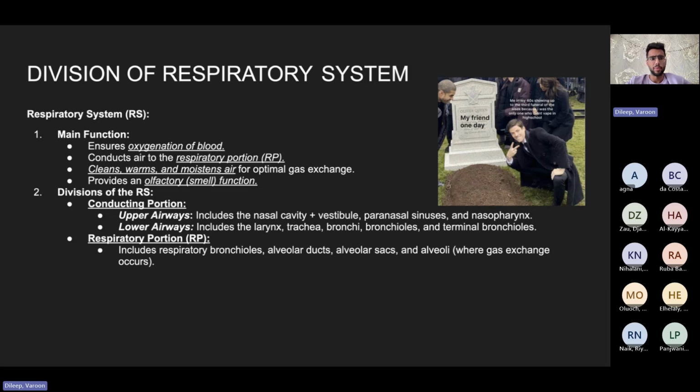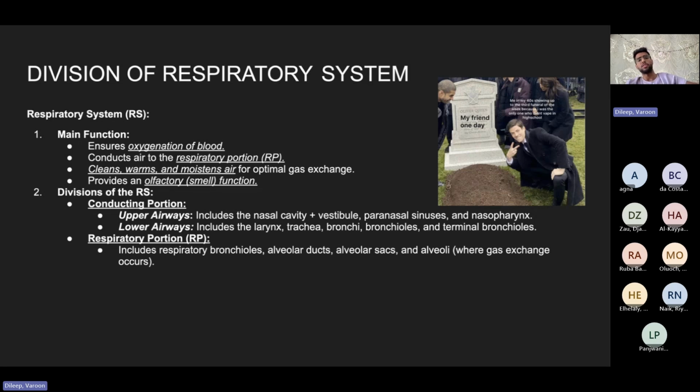First, let's talk about the main functions. Main functions include oxygenation of the blood, conducting air to the respiratory portion, cleaning, warming, and moistening the air for optimal gas exchange, as well as providing a smell function. So it helps you smell things.